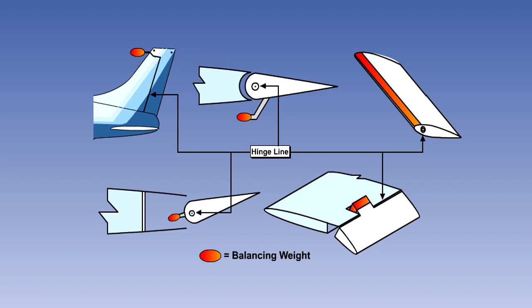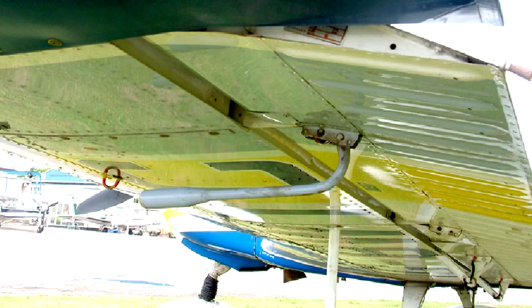Common methods of mass balancing are shown in the picture. This picture shows the mass balancing of the aircraft's ailerons.